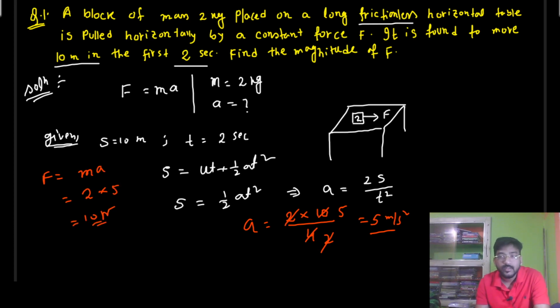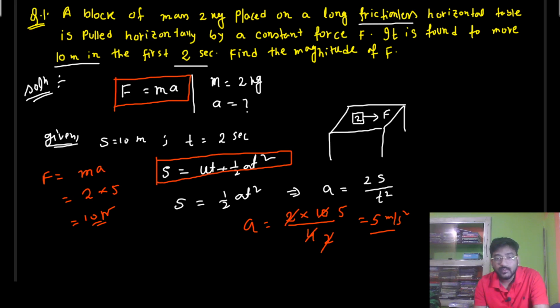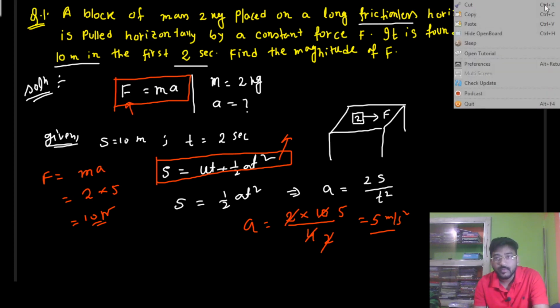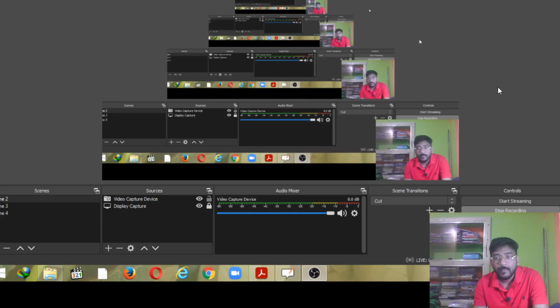So this is a very easy problem, the first problem. We just have to use F is equal to ma, the force equation from Newton's second law, and the expression s is equal to ut plus half at square from kinematics to find out acceleration. Now if we multiply mass with acceleration, we get the force easily. So this is a very easy problem.